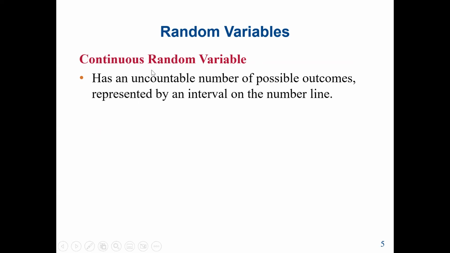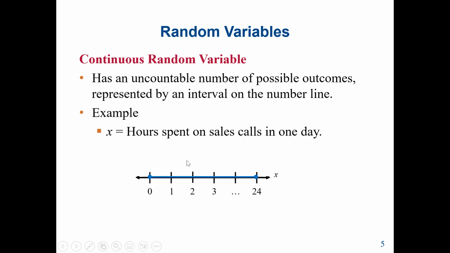And then we have the continuous random variable. A continuous random variable has an uncountable number of possible outcomes, which can be represented by an interval on the number line. Which means a continuous random variable can be a decimal number also. Again, it's based on measurement. For example, your hours spent on sales calls in one day.